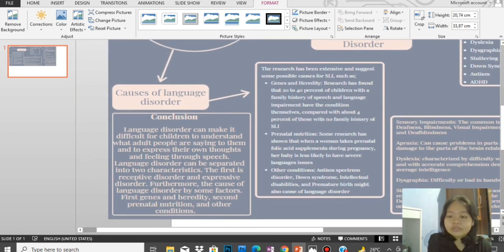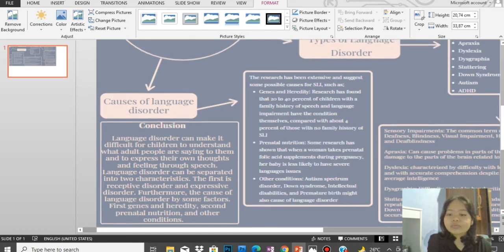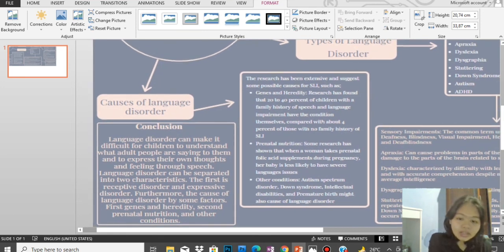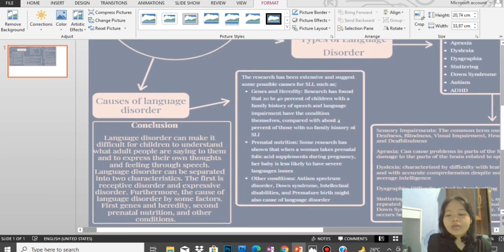In conclusion, language disorder can make it difficult for children to understand what adult people are saying to them and to express their own thoughts and feelings through speech. Language disorder can be separated into two characteristics. The first is receptive disorder and expressive disorder. Furthermore, the cause of language disorder is by some factors. First, genes and heredity. Second is prenatal nutrition. And the third is other conditions.